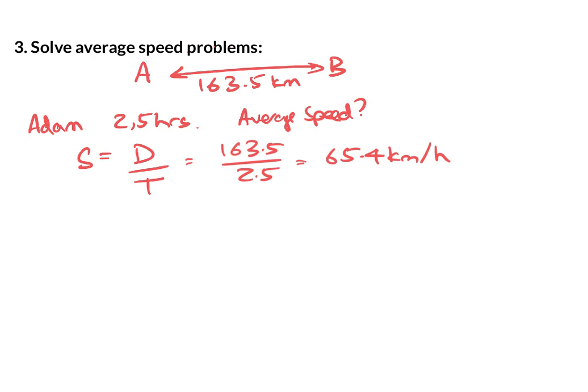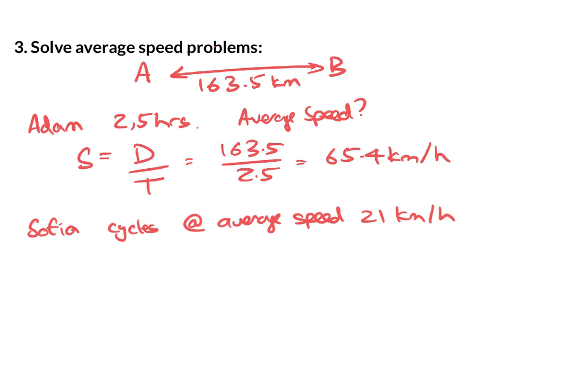Now let's say that somebody else, let's say his friend Sophia, cycles the same distance. It's a long distance to go on a bicycle. And that is at an average speed of, let's say, 21 kilometers per hour. That's a decent speed for a long distance ride. And we want to know how long does it take. So how long? What's the time?